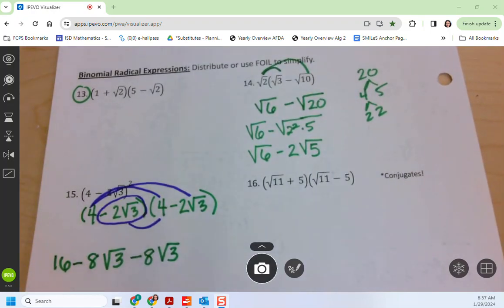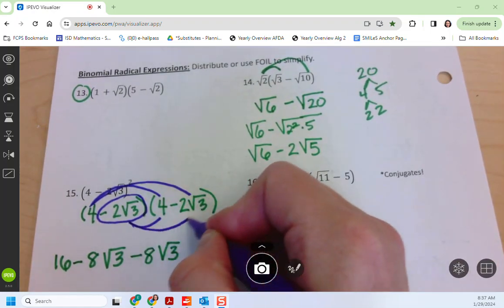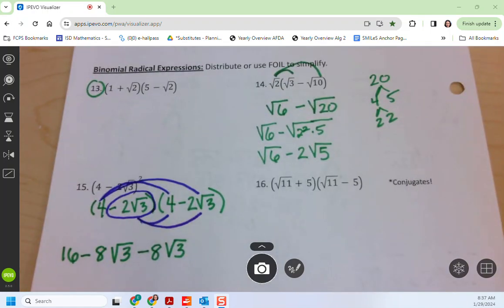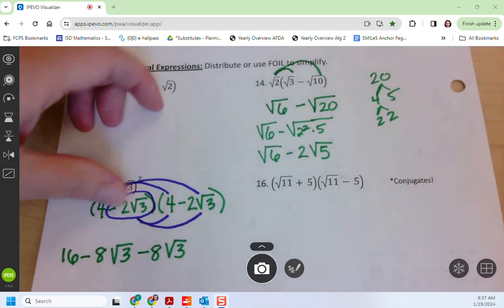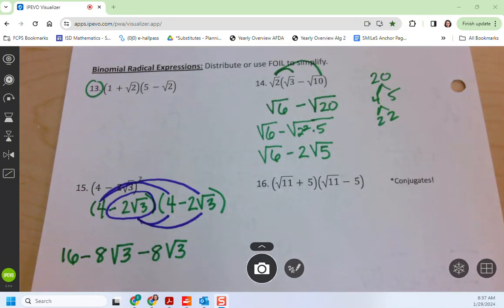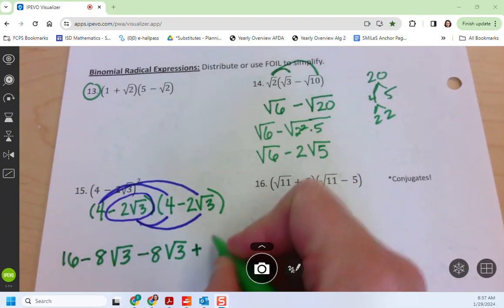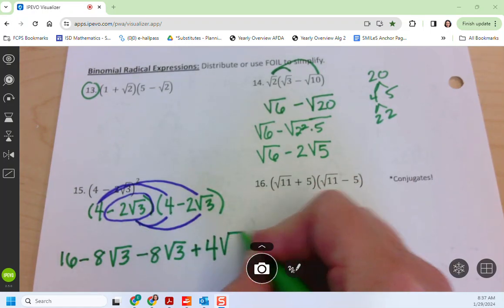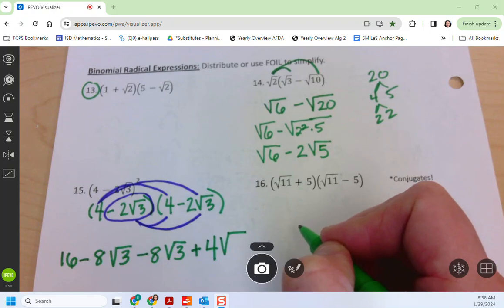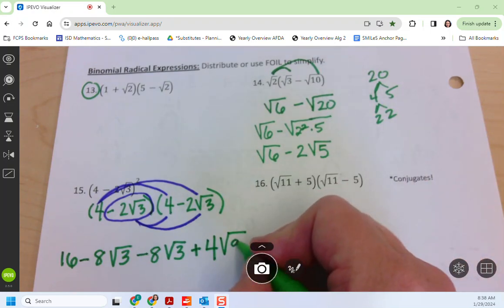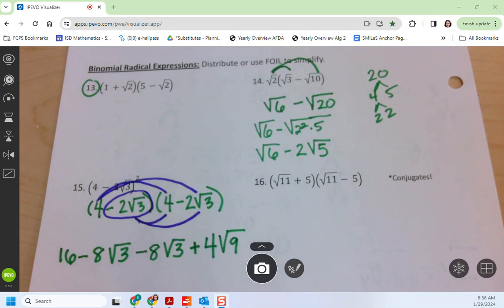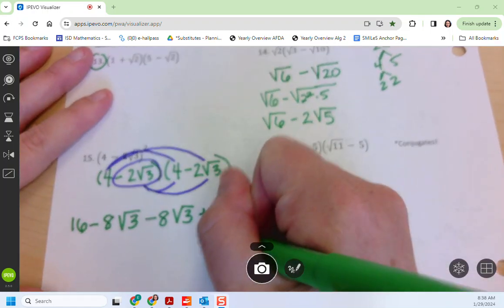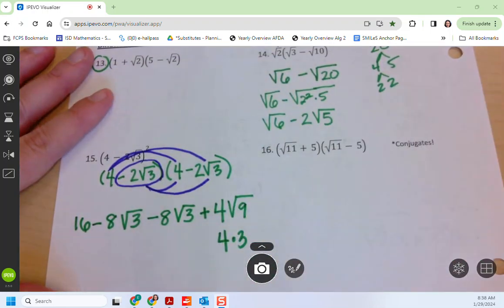And then finally, I have to do negative 2 root 3 times negative 2 root 3. So there's like 3 parts to this problem, really. First of all, negative times negative is positive. 2 times 2 is 4. Root 3 times root 3 is the square root of 3 times 3? 9. But I know the square root of 9, right? Square root of 9 is just 3. So this can become 4 times 3 for this part.